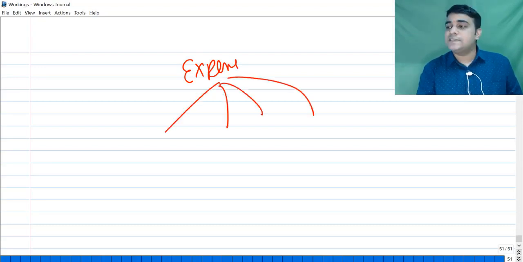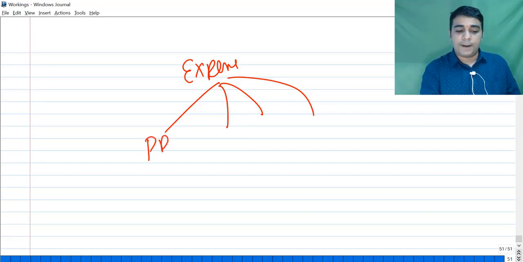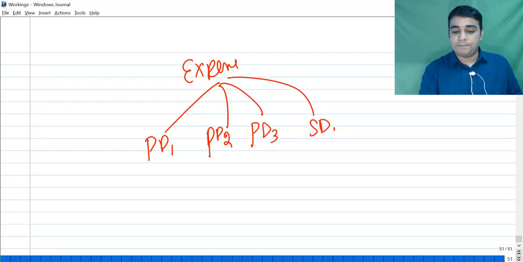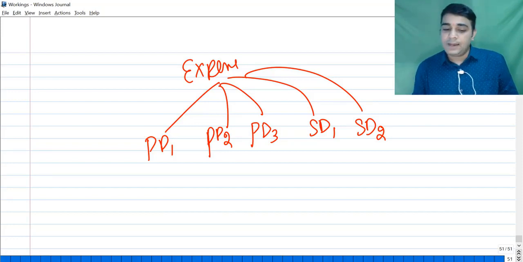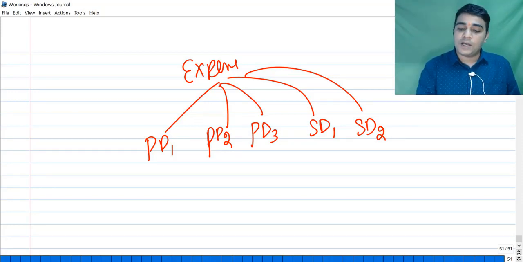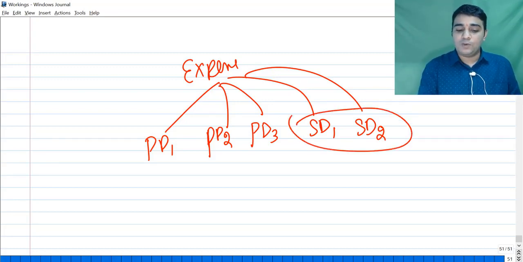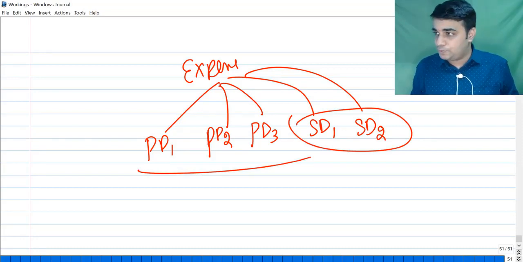We used to do something called primary overhead distribution, and this used to go to production department 1, production department 2, production department 3, service department 1, service department 2. You used to do this distribution. This was called primary overhead distribution. Then this service department cost used to go to production departments. The service department expenses used to go to production departments, and that was called the secondary overhead distribution.